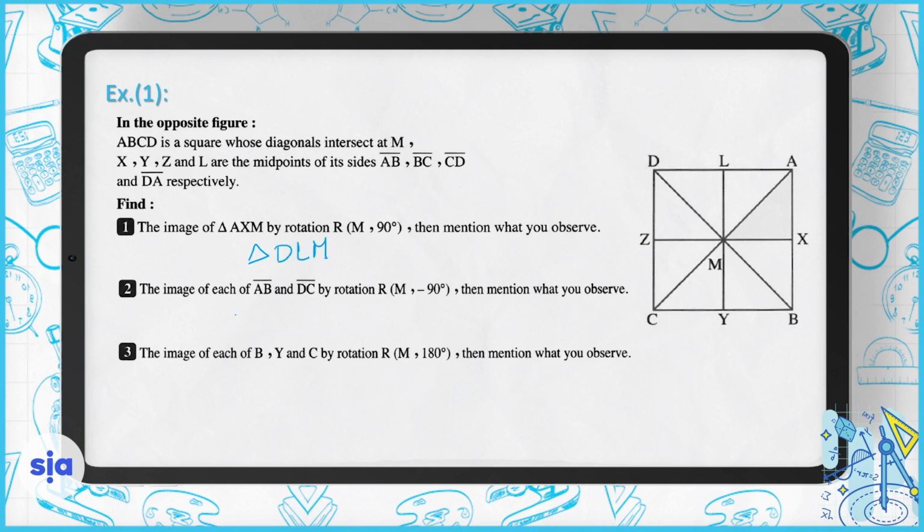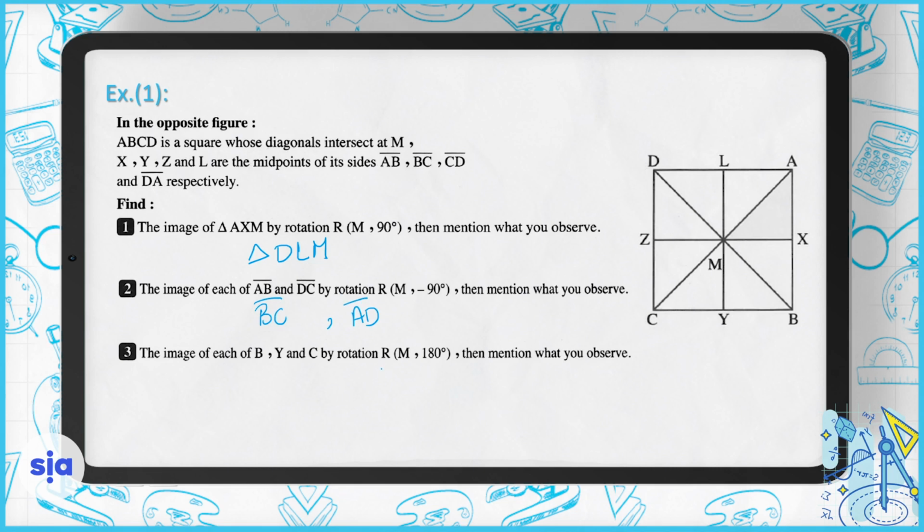As you can see, AXM is here. When you rotate it 90 degrees, it becomes DLM. Question 2: the image of each of segment AB and segment DC by rotation R(M, -90°). So for question 2, the image of AB becomes segment BC and the image of DC becomes segment AD.